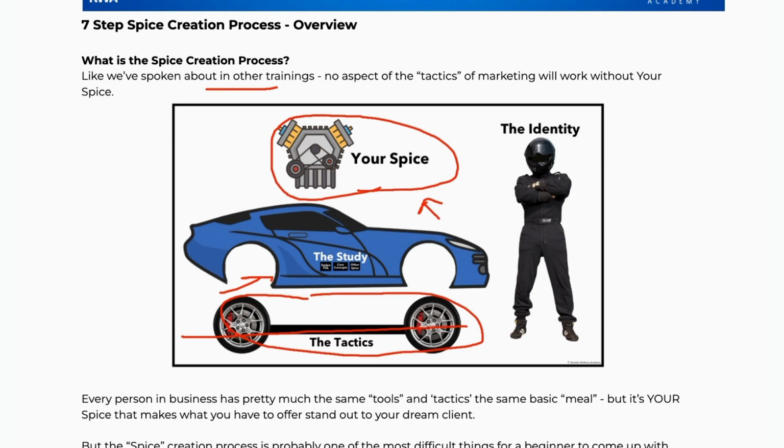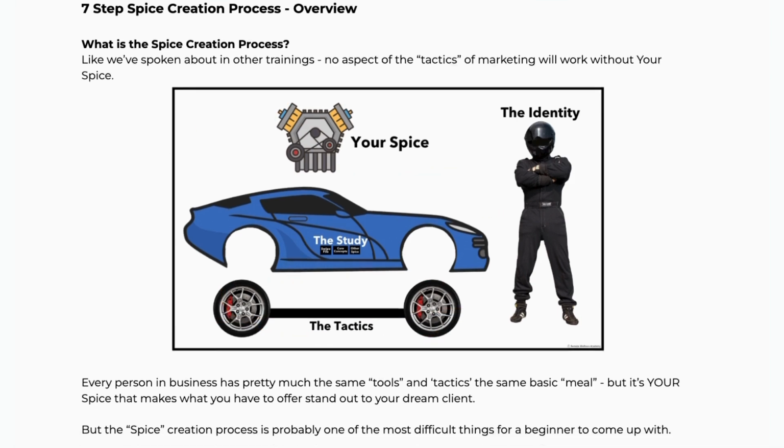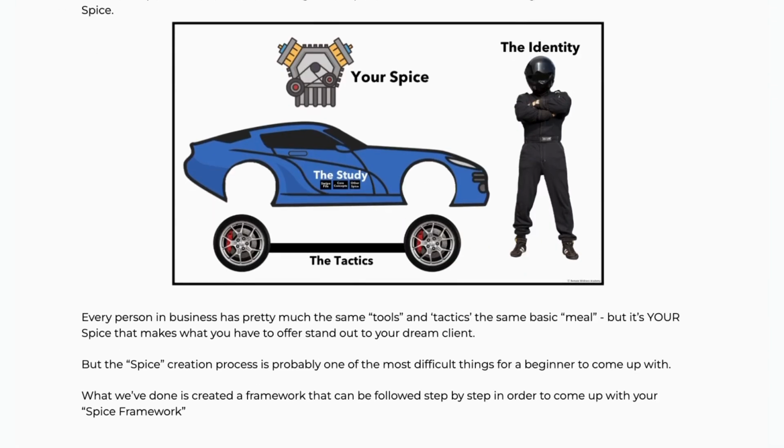At the end of the day, the analogy that we're talking about when we talk about spice is that pretty much everyone in business has the same tools or the same tactics in order to make their basic meal, right? But here's the thing, it's your specific spice. It's that single ingredient that you add to your meal that really helps you stand out with your product, with your offer, to your dream client. But the spice creation process is honestly probably one of the biggest and most difficult things for a beginner to come up with. And that's the reason why we have this module structured the way that we do.